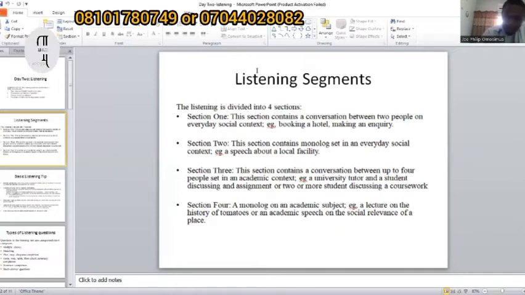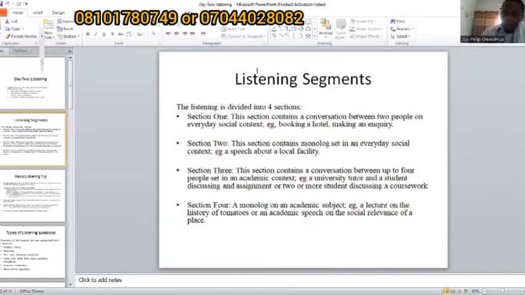So these are simply conversations about these things. Then section 2 is a monologue. That is to say, one person talking. There could be two, but one person is doing the main talk and the other is listening. It's a monologue about a local facility. Maybe you went for an excursion and the tour guide is now taking you around. That is what section 2 focuses on.